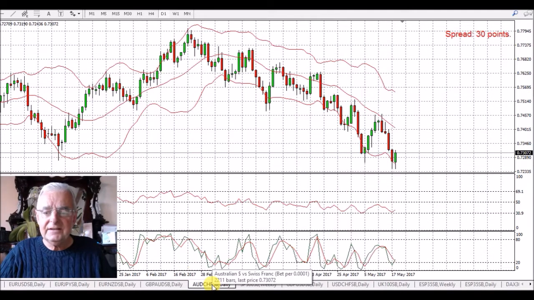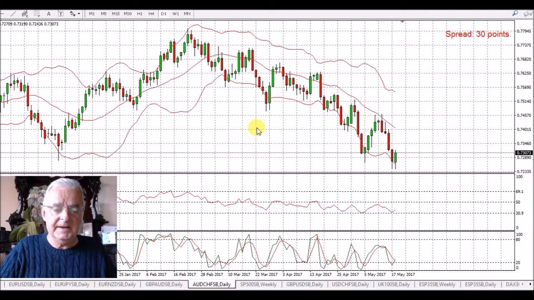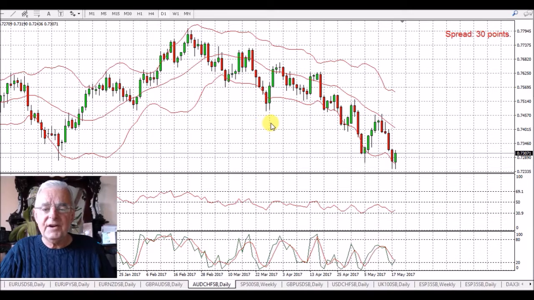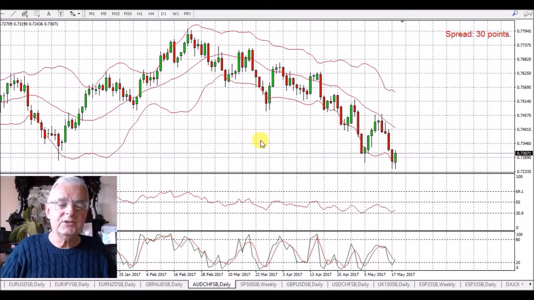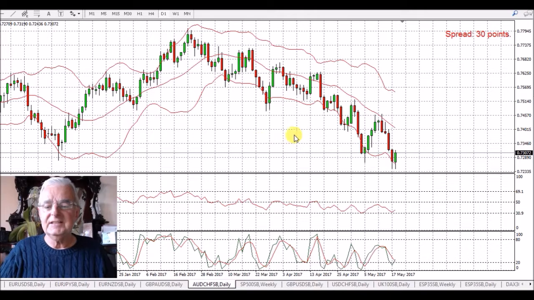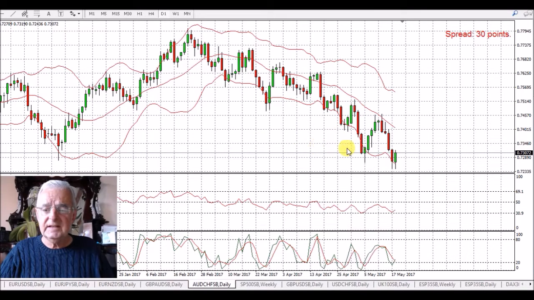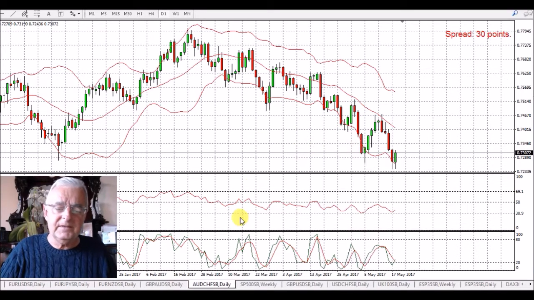AUD CHF, Swiss franc. Again, I think that's going down. I got out of it because I had too much on, but I think this is going to be a wonderful short. So I might get back into it.